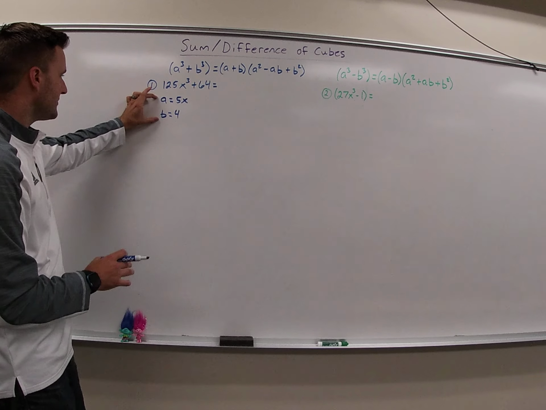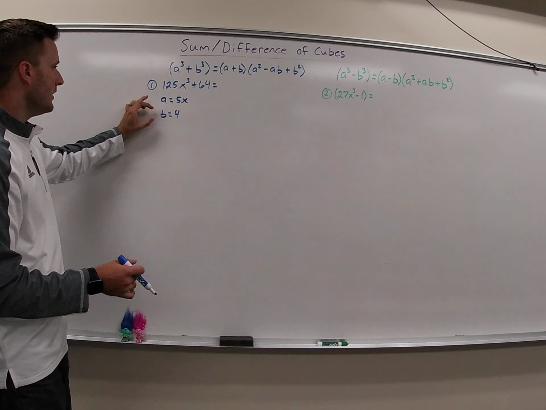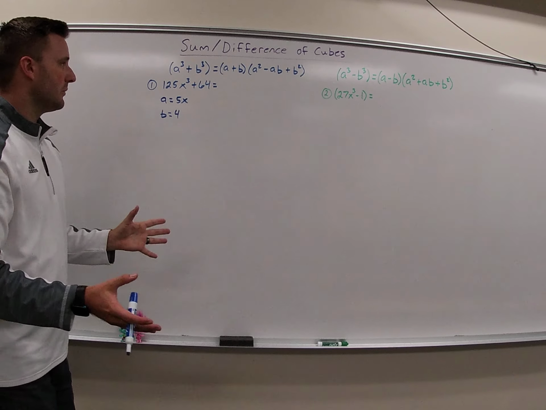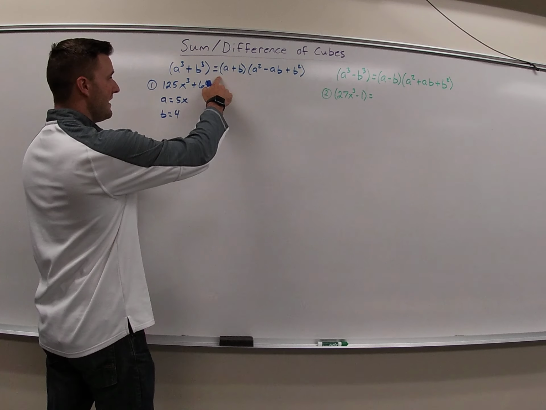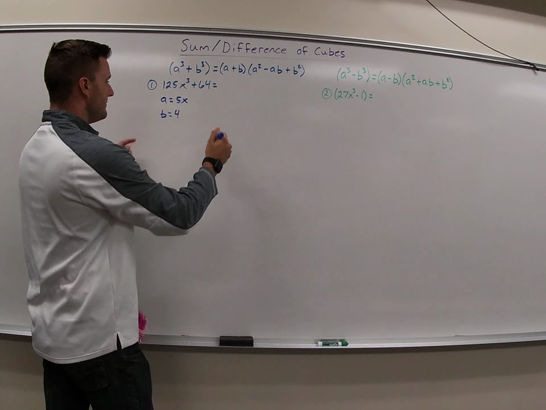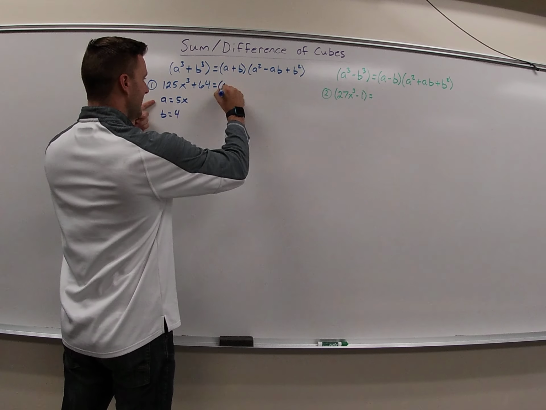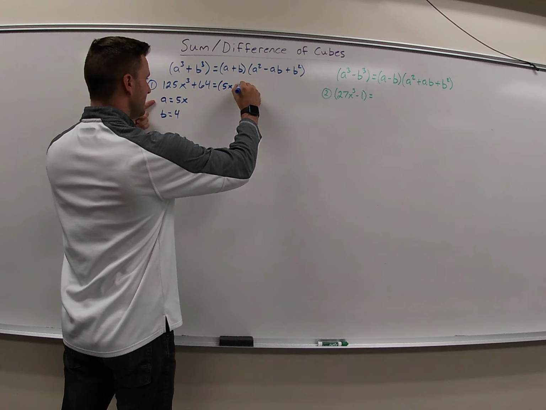Now, given A is 5x and B is 4, we're going to follow this pattern and plug it into these two sets of parentheses. Our first step is that we have in parentheses A plus B. Well, A is 5x plus B, which is 4. Not too bad. One thing I want you to notice is that these have the same sign. That'll always be true in both formulas.